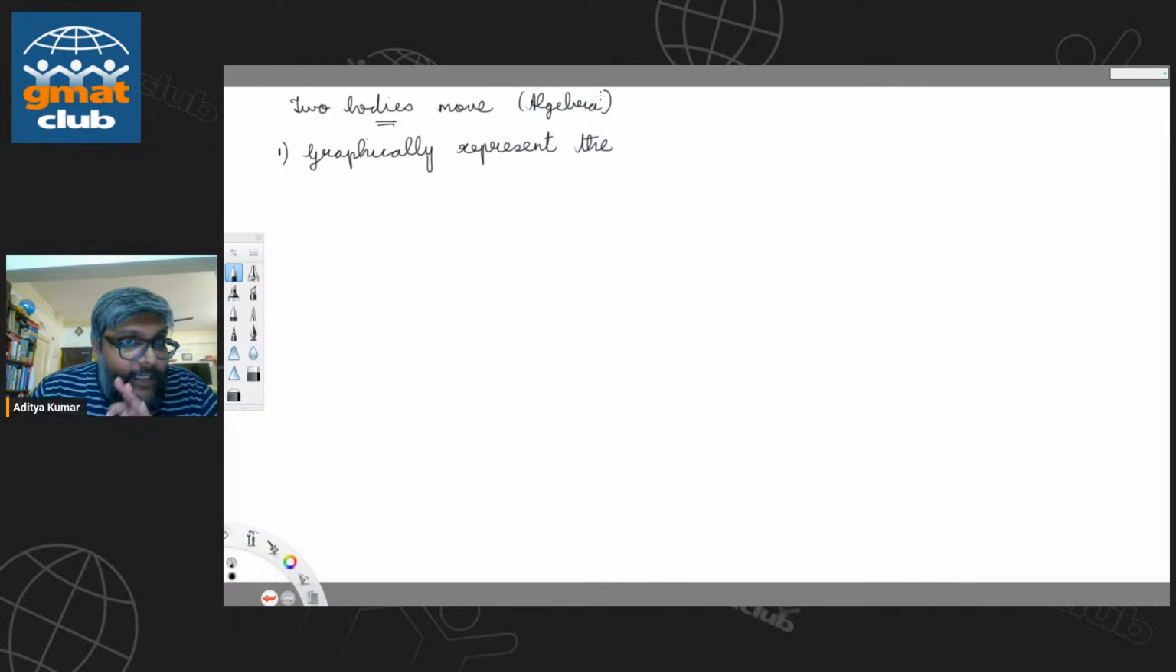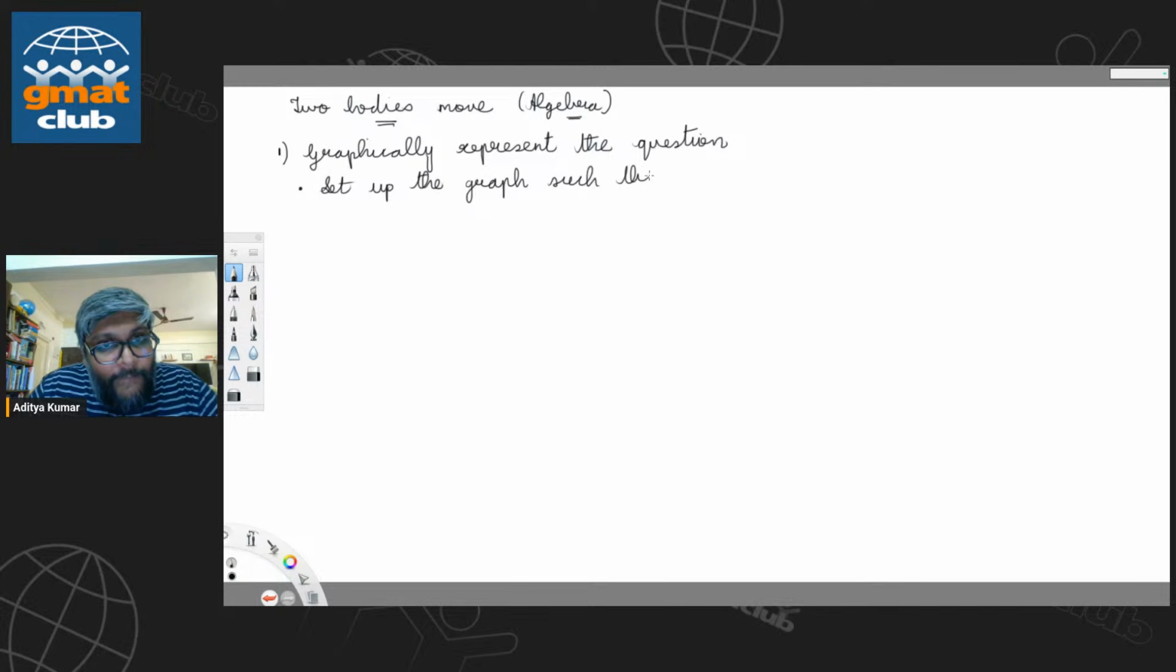So first, the algebra process: learn to graphically represent the question. What do I mean by this? Visualize the movement in your head. Set up the graph such that it represents points from which the two bodies move simultaneously with respect to each other.